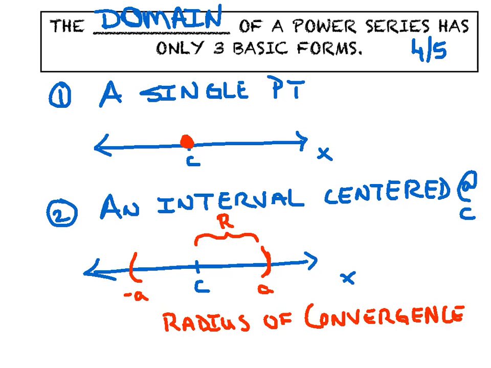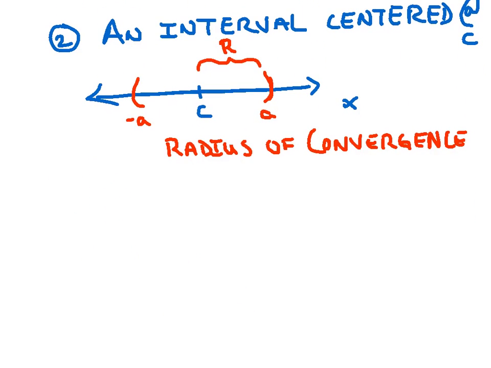And outcome number 3, we're going to have to slide down here just a whisker, is the best case scenario. Every time we go into a new series, this is what we're hoping for, and we'll say it converges over the entire real number line.